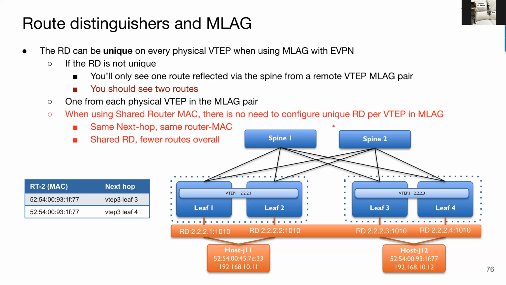So it depends on a customer's environment. And then when you are troubleshooting a customer's environment and they're running MLAG, make sure you find out, are they using unique RDs or are they using a shared one, just so you know what to expect on the far end and you're taking a look at what routes have been received.